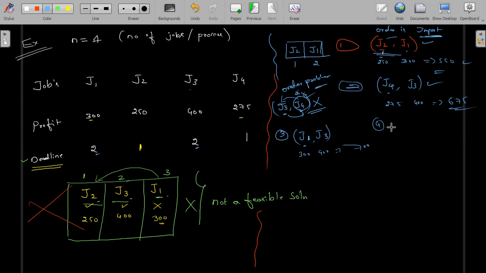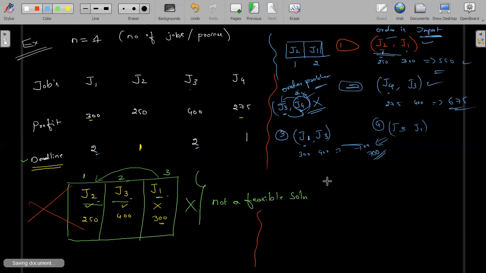Now you take J3, again J1. Now check J3. So what is the J3? 2. Okay, J1 is what? 2. Okay, so both are 2. No problem. J3 is finishing early. J1 is finishing after 2 seconds. No problem. This is also fine. So nothing bad. Both are giving the same profits here, 700. Okay, fourth one is okay, done.